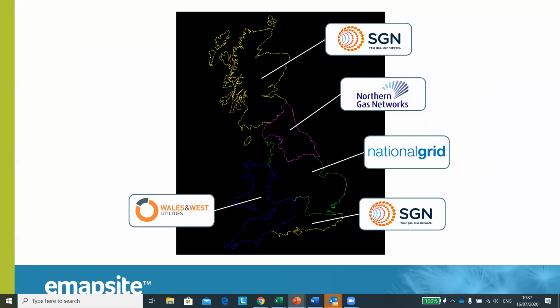So the suppliers we have here are going in clockwise order from the top. SGN, previously known as Scotia Gas Networks, Scotland Gas Networks, and Southern Gas Networks. Those are all previous names they've used and are using in some capacity. They're responsible for the gas transmission and distribution in Scotland and areas of southern England. Then you have Northern Gas Networks, who are responsible for gas in Yorkshire, Northern Cumbria, and areas across the northeast.